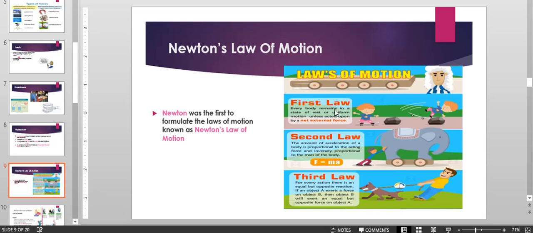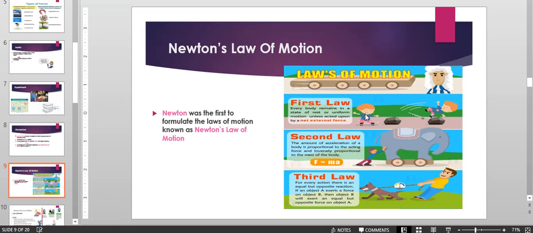First law of motion states that every body remains in a state of rest or uniform motion unless acted upon by a net external force. Second law states that the amount of acceleration of a body is proportional to the acting force and inversely proportional to the mass of the object. He derived a formula for this: force is equal to mass into acceleration. And the third law states that for every action there is an equal but opposite reaction.